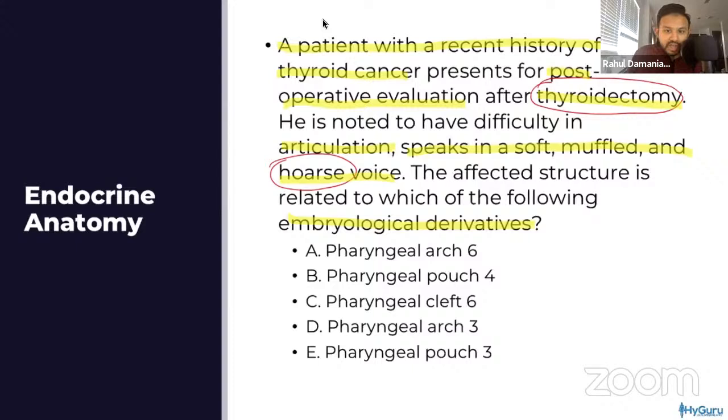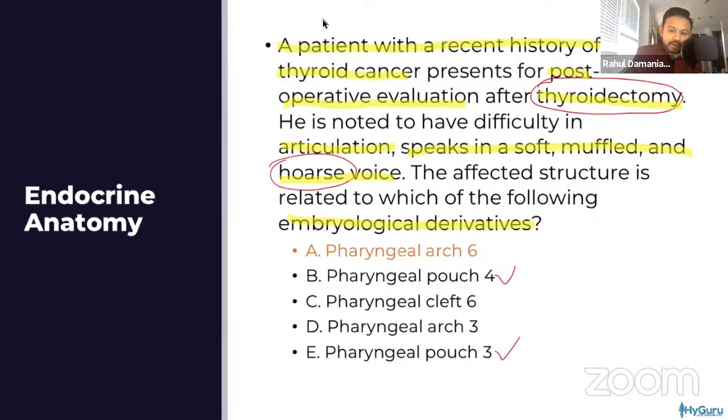And remember, the recurrent laryngeal nerve is a branch of the vagus, and that is derived from pharyngeal arch number 6. Ladies and gentlemen, if you need a brief review, please check out my YouTube channel. I do have a quick video on the pharyngeal arches, but very important, recurrent laryngeal nerve causing hoarseness derived embryologically from pharyngeal arch six, excessively high yield.